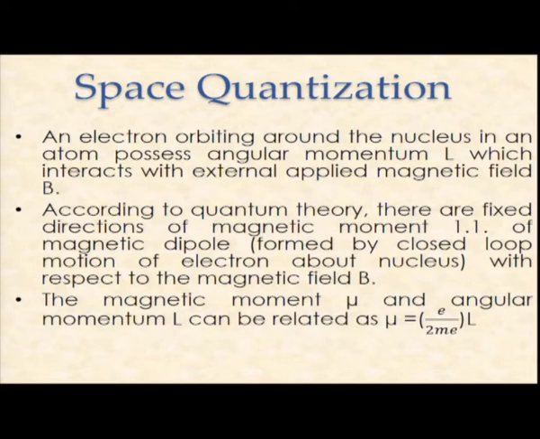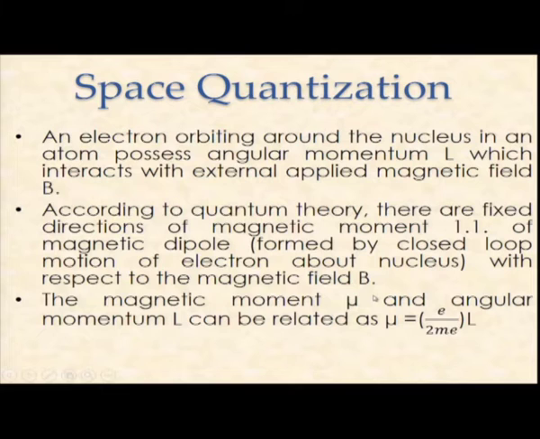An electron orbiting around the nucleus in an atom possesses angular momentum. That angular momentum is denoted by L, which interacts with the externally applied magnetic field B. According to quantum theory, there are fixed directions of the magnetic moment. The magnetic dipole is formed by the closed loop motion of the electron about the nucleus with respect to the magnetic field.